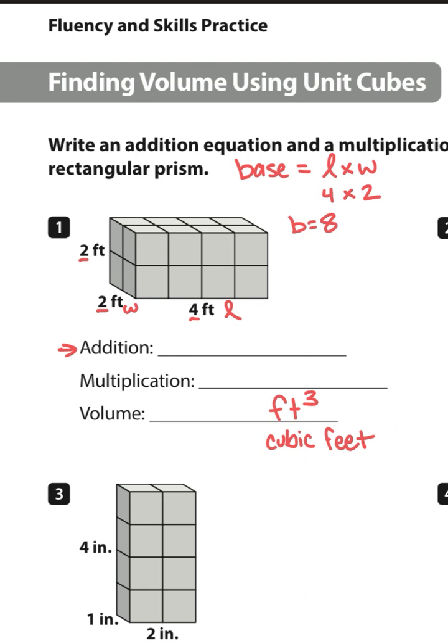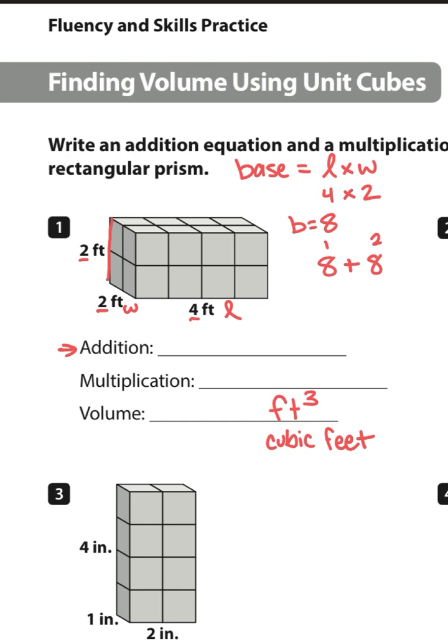Now that we have the base, we know how many layers we have on this prism. We have 2 layers, and that is also called the height. Now that we know how many layers we have, and how many unit cubes are in each layer, we have 8 in each layer. We're going to do 8 plus 8, and the reason we do 8 plus 8 is because that's how many layers we have. We have 1, 2 layers, so we're going to add 8 twice.